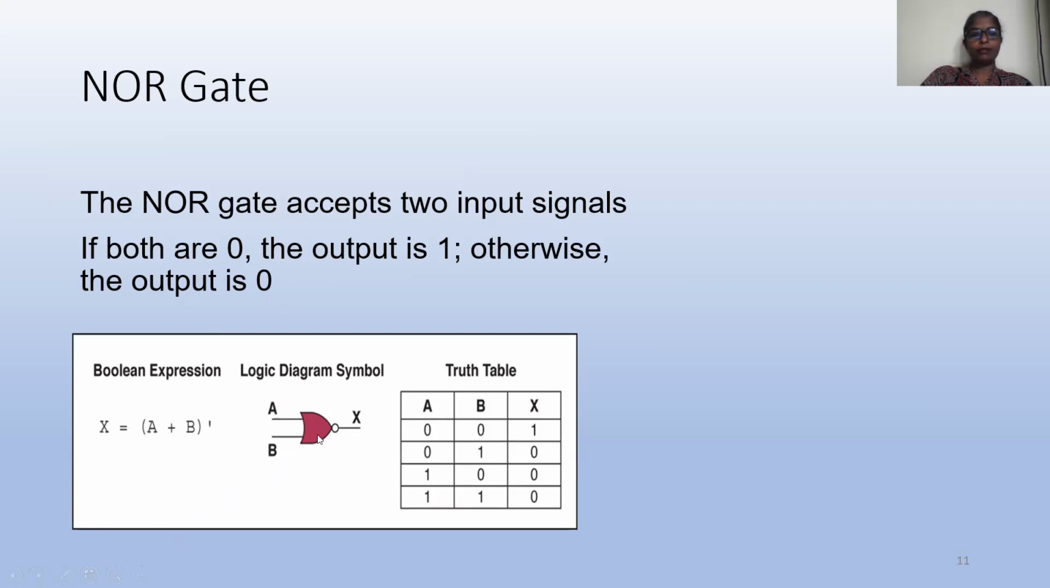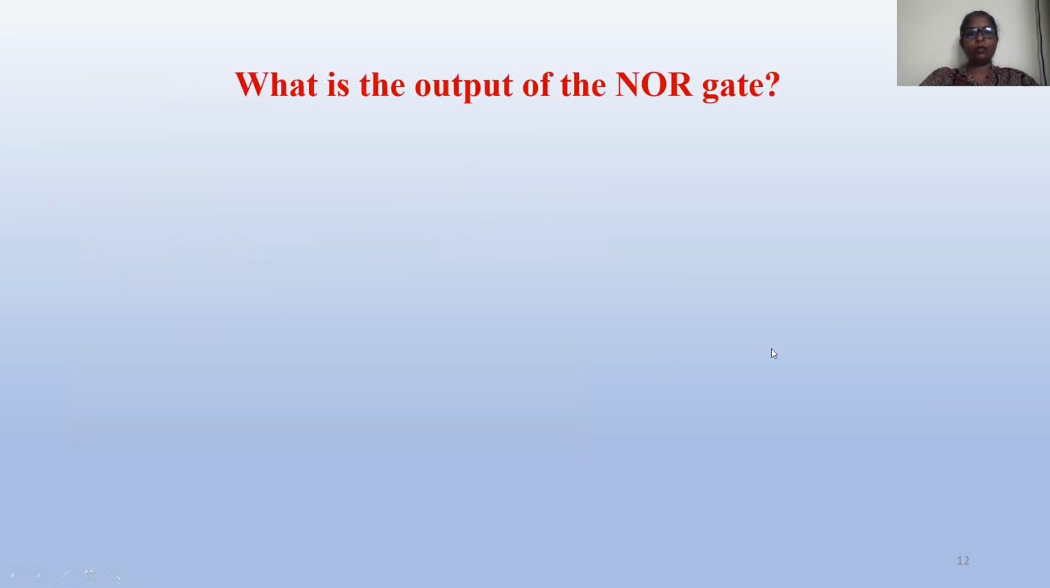So A OR B, and that output, if it is negated, then it will be NOR gate. If both the inputs are 0, then the output is 1. For other conditions, it is 0. Okay, that is NOR gate. Only if both the inputs are 0, it is 1. If it is 0, 0, what will be the output?